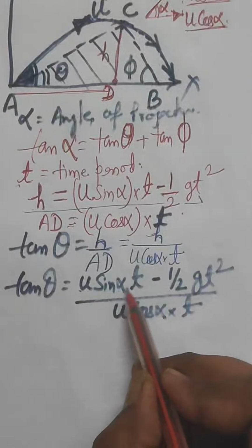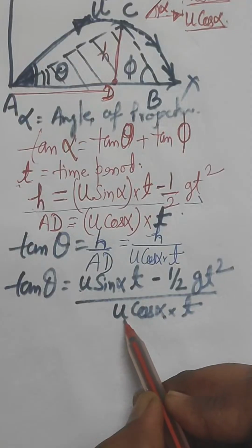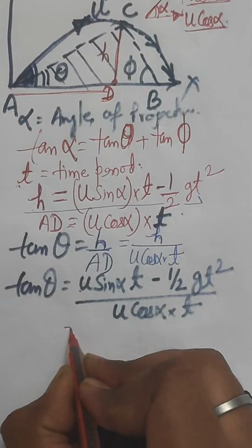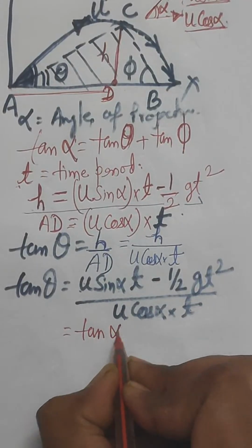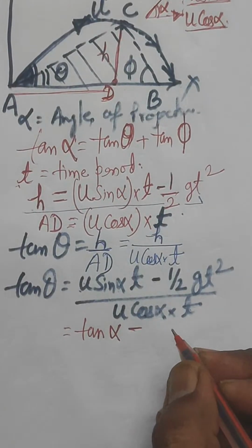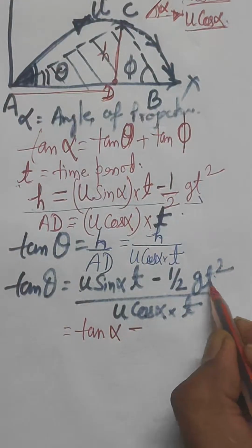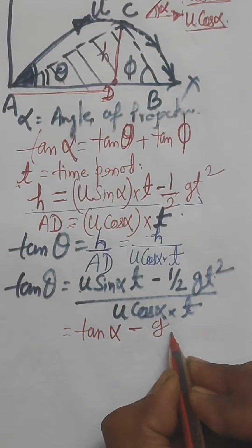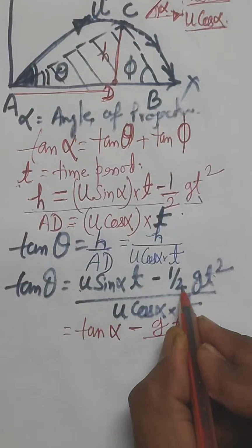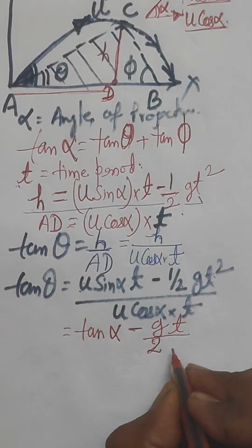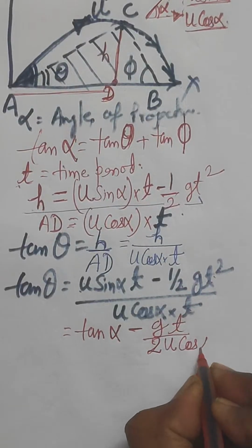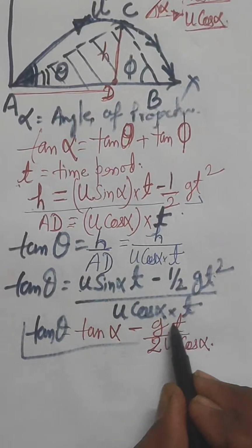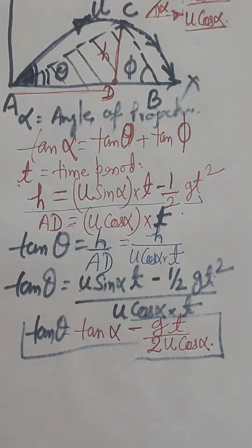This will give you, when you divide u sin alpha t by u cos alpha, u will be cancelled out, and sin alpha by cos alpha will be tan alpha, right? And this t also cancelled out, so this will give you tan alpha minus, t cancelled out because 2t is over here in the numerator, so this will give you g into t divided by these two, then u cos alpha. So we get the value of tan theta from here, right? So tan theta is tan alpha minus gt by 2u cos alpha. So this is the relation which we have derived, right?